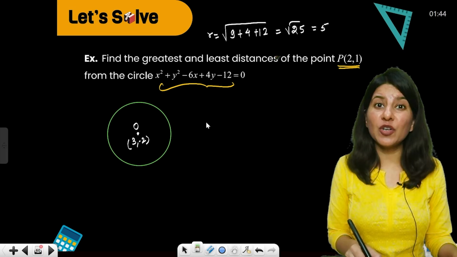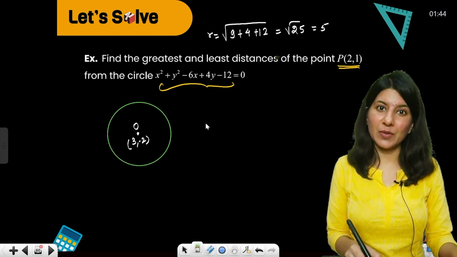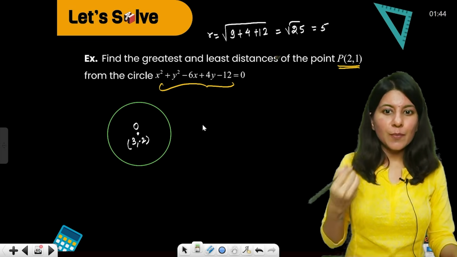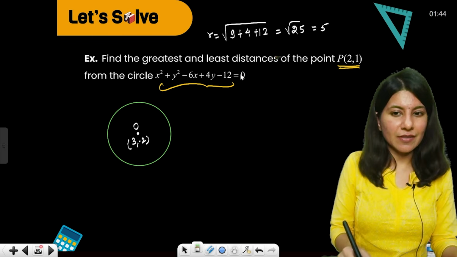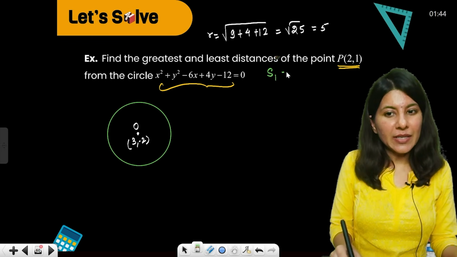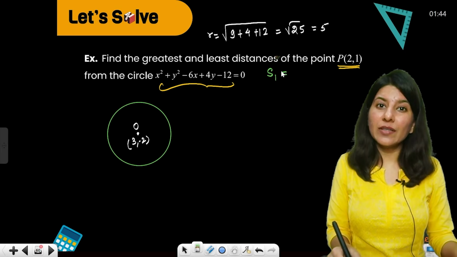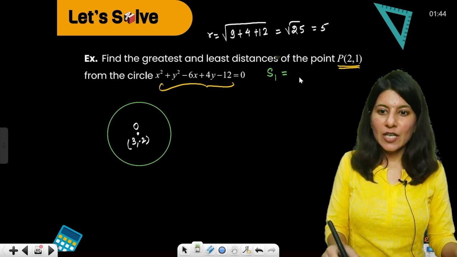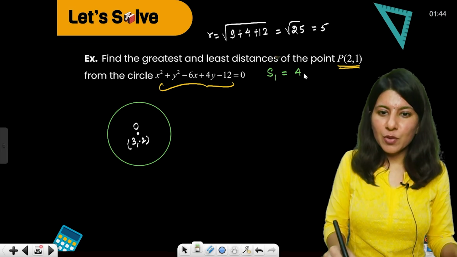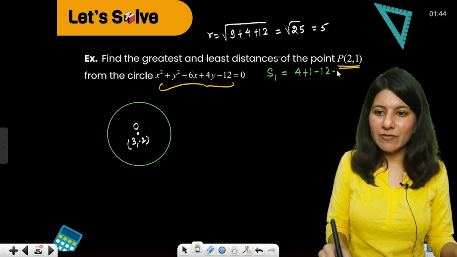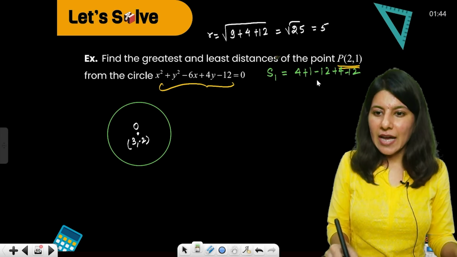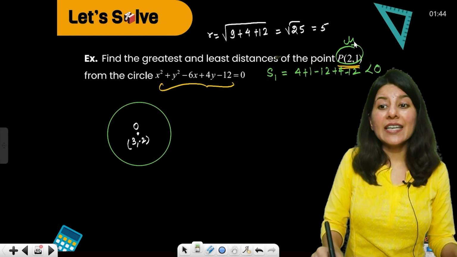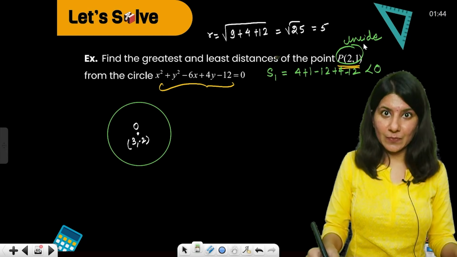We don't know the position of point P, okay? So there are two ways to go about it. The first one is to put (2, 1) in this circle. So calculate S1 and then understand whether (2, 1) lies inside, on, or outside the circle, okay? So S1, if you put (2, 1): 4 plus 1 minus 6, plus 12, plus 4, minus 12, and clearly this is coming out as negative. That means point P lies inside the circle, okay?